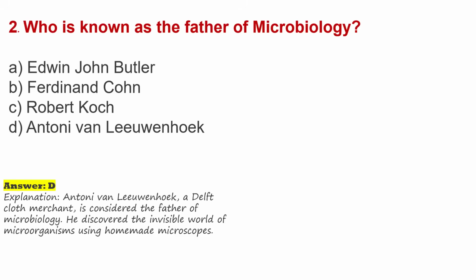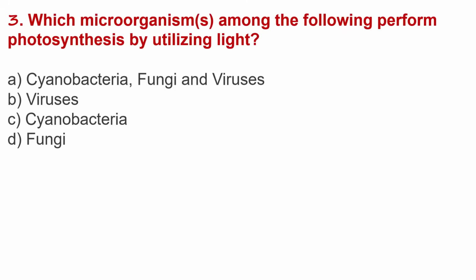Anthony van Leeuwenhoek was a Delft cloth merchant and is considered the father of microbiology. He was the first scientist able to discover the invisible world of microorganisms using homemade microscopes. He used homemade microscopes to visualize the first microorganisms, and that is why he is regarded as the father of microbiology.